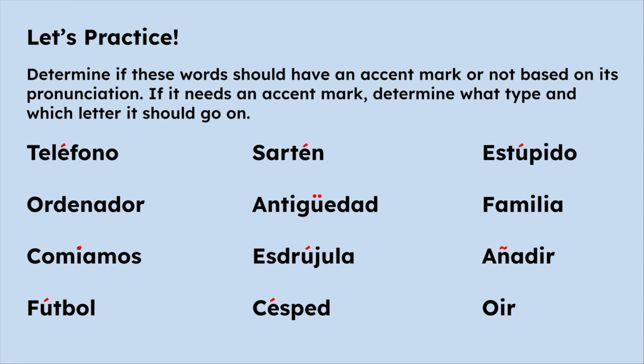Last one. Oír. We need the accent on the I to break it up into two syllables. It's not oir, it's oír.